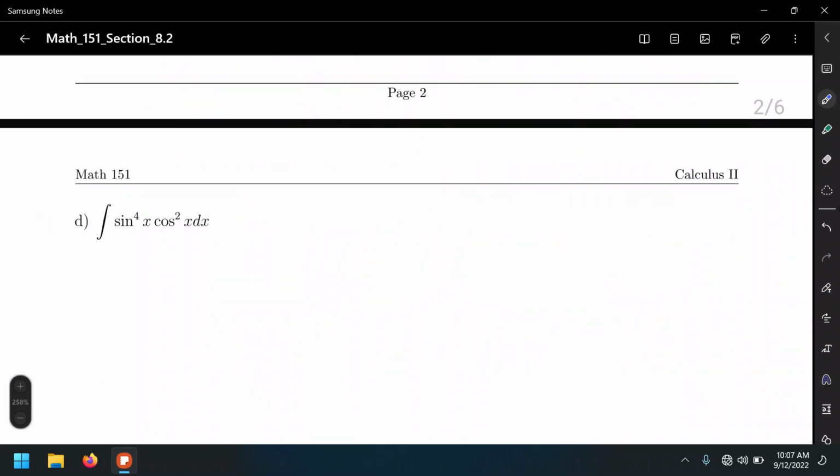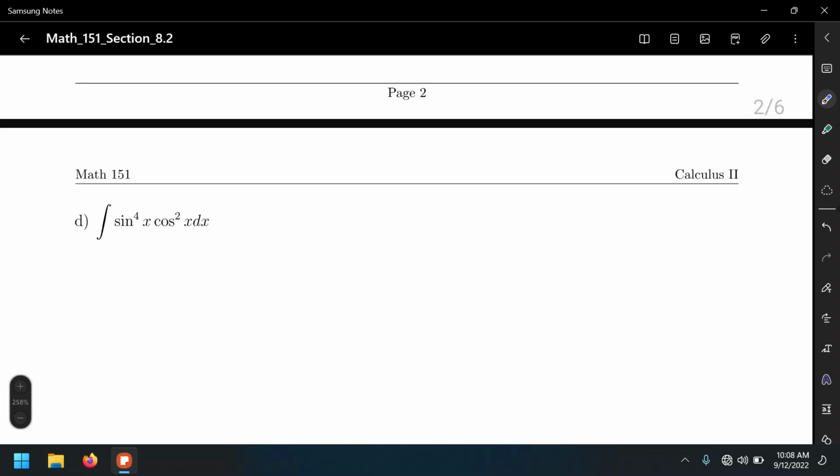So let's see. This one is going to take a really good minute to go. So what do we have over here? Sine to the 4th power, cosine to the 2nd power. Well, number 1, do we have any odd powers?